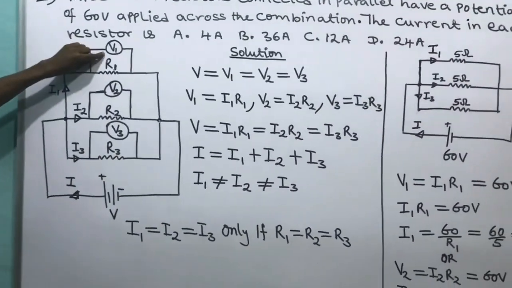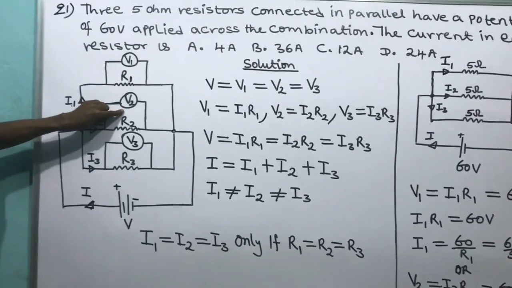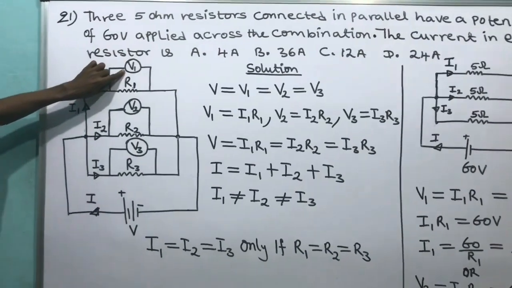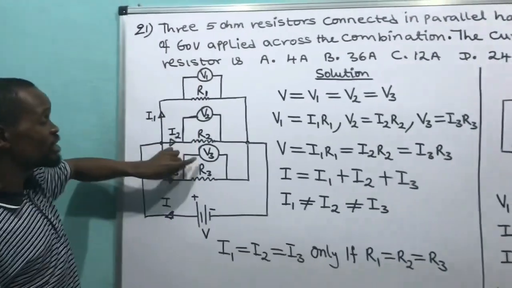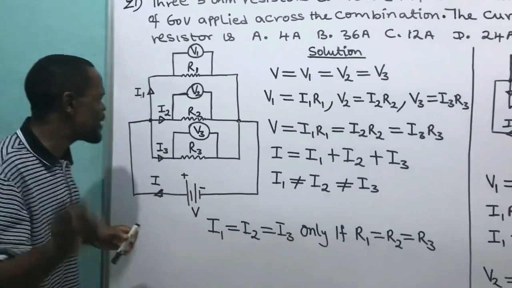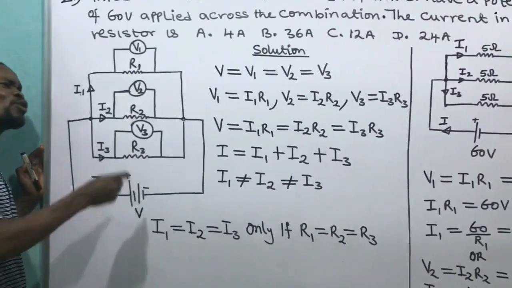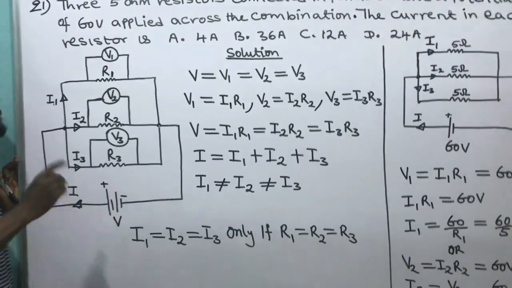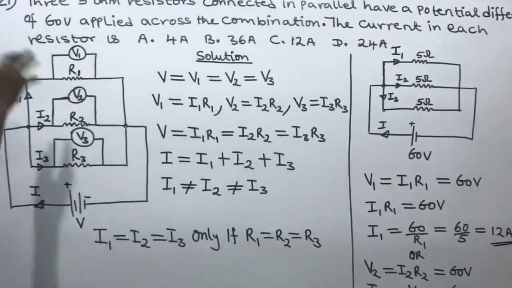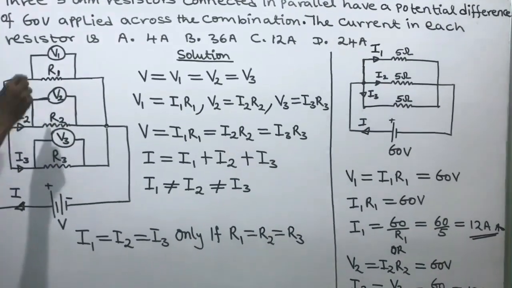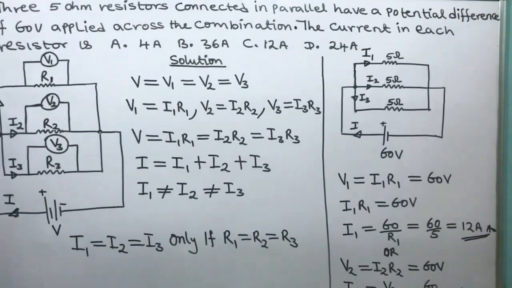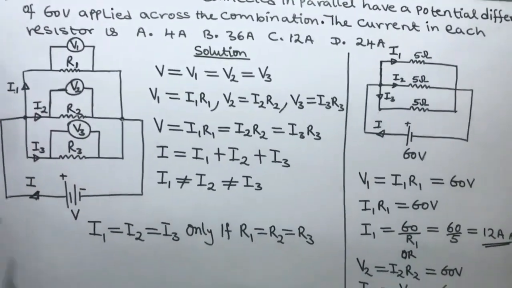Then let me shock you. The voltage drop across this one, this one, and this one are the same. If the voltage drop across this one is 20, this one will be 20, this one will be 20. That's the property of parallel connection. In parallel connection, the voltage drop across each resistor is the same, but the current that flows through them is not the same.